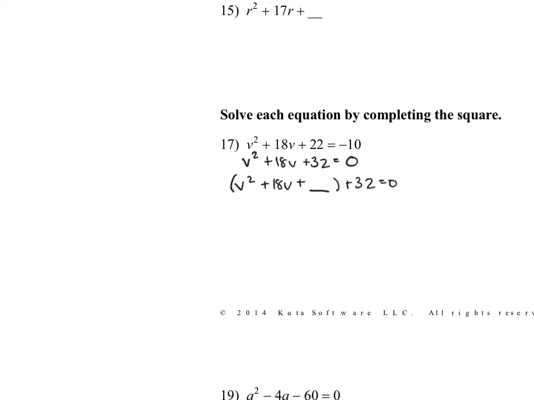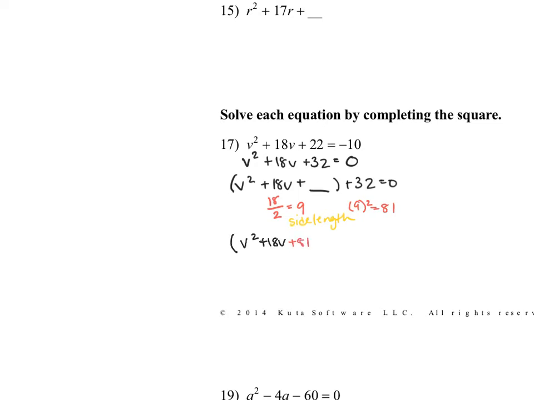So let's see, C is going to be found by taking our B value of 18, splitting that in half and getting 9. Now remember, whenever we take our B value and split that in half, that's going to be our eventual side length. So I'm just going to write that for myself. But then let's take that 9 and square it and get 81. So that's going to be our C value. So we're going to have v squared plus 18v plus 81.